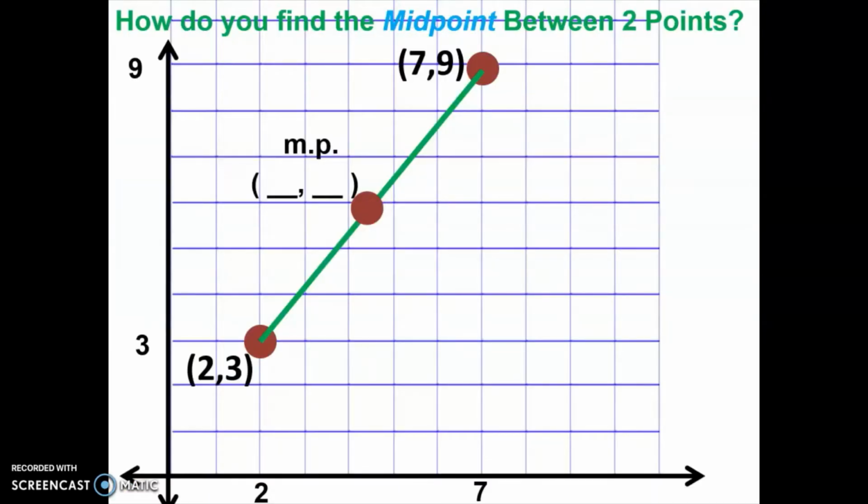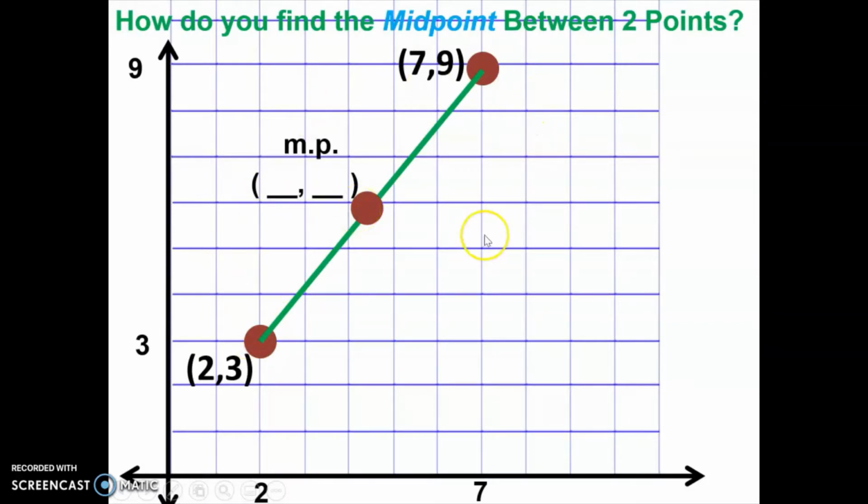The question is, how do you find the midpoint between 2 points? So let's say we know these two coordinates, (2, 3) and (7, 9), and we want to find the midpoint right here, which is right in the middle of that segment. Well, if you have it on a coordinate plane like we have here, it's pretty easy to find. You can just count squares and check what the location is.